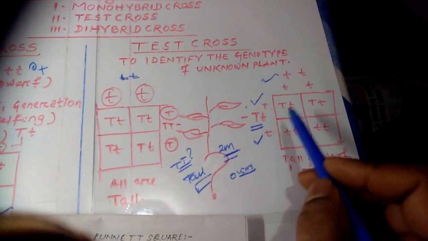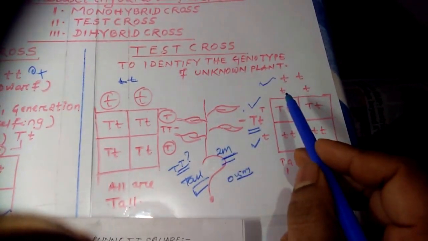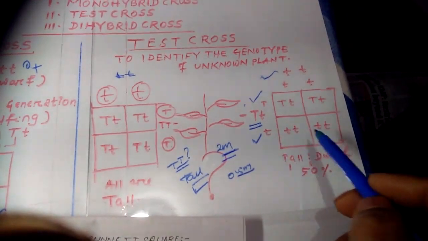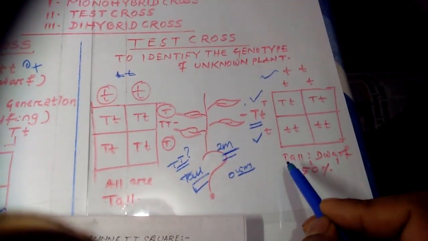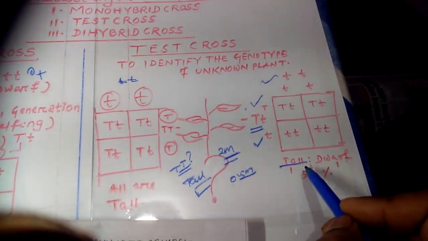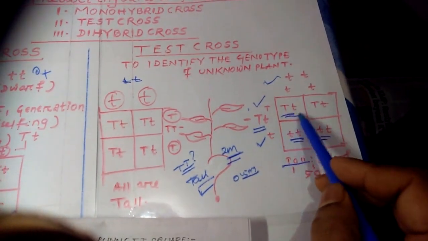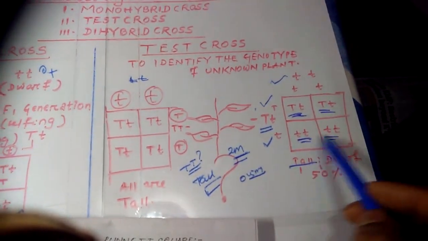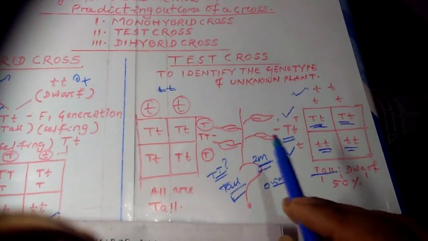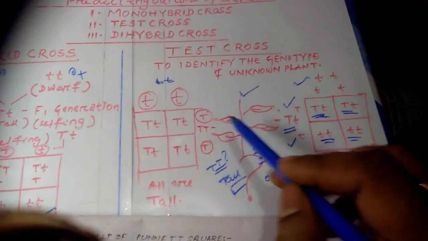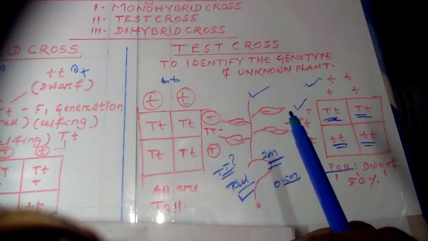So here if you do the Punnett square, you will get capital T small t, capital T small t, small t small t and small t small t. So how many tall will you get? 50% tall and 50% dwarf plants. So from here you can confirm the genotype of this plant. Once you do a cross, collect the seeds and cultivate the plants, you will get the clarity.